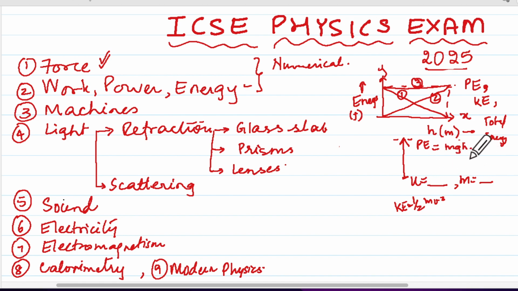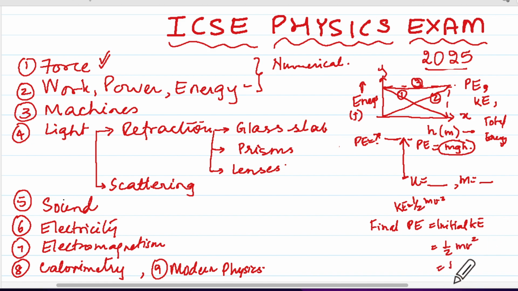Now they will not give you any data for height or whatever. They will ask you, if this is the highest point, what is the potential energy at the highest point? So you are going to say, by the law of conservation of energy, the final potential energy is equal to the initial kinetic energy. So even though you do not know the value of h, you can just say half mv square.